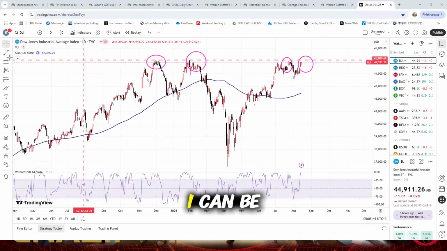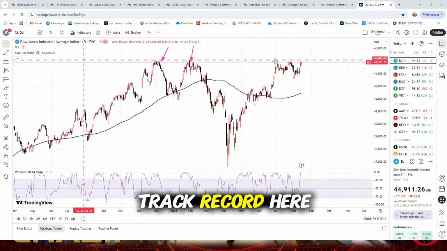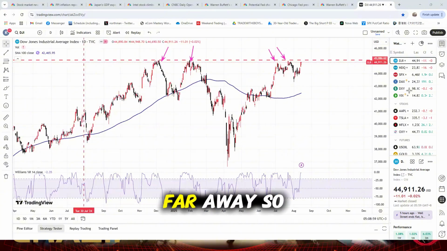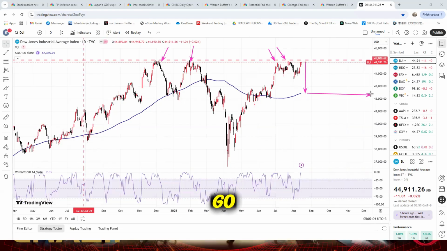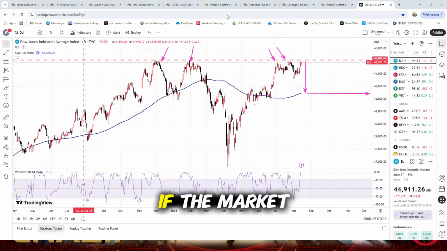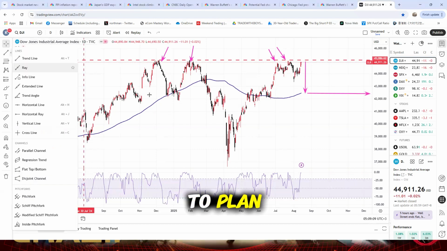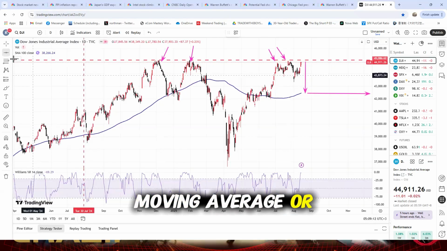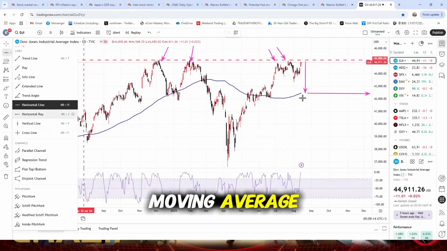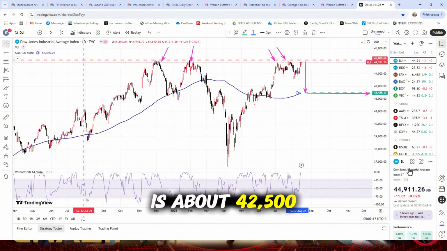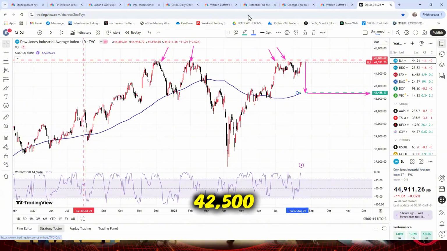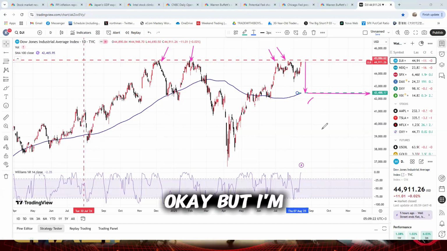Now the thing is this, I can be wrong. You know, guys, I've been wrong too, but you can see from my track record here that it's not too far away. So now the thing is this, if the market does drop, how low can it go? That's where you can see the number. If the market does fall according to plan, whereby you go to the 100-day moving average, the number it will be going to is about 42,500. But I'm going to give a bit of discount. I think the halfway mark is good enough.